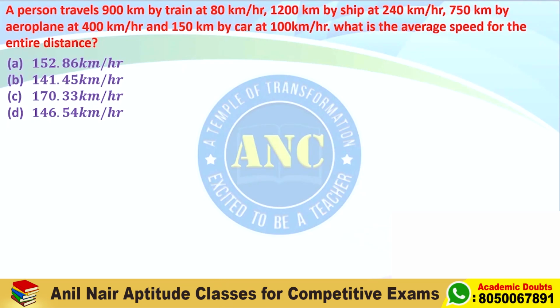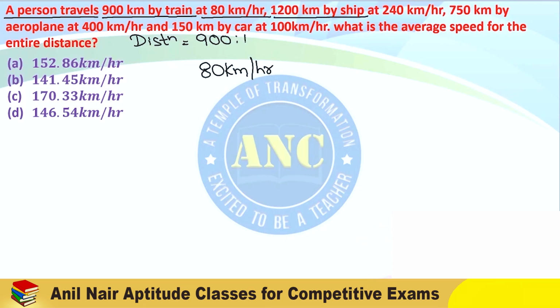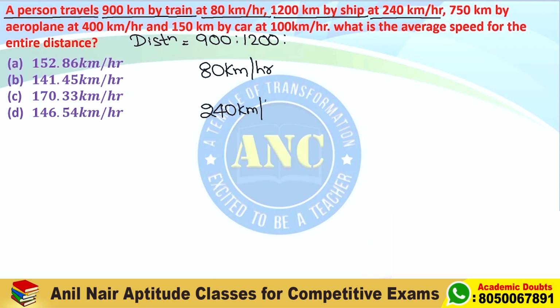Now see here, can I say that a person travels 900 kilometers by train at 80 kilometers per hour. So by train he is traveling at a speed of 80 kilometers per hour and the distance is 900 kilometers. Okay, let us write the distance somewhere here. Distance is nothing but 900 kilometers. This is by train, and 1200 kilometers by ship. Okay, by ship it is 1200 kilometers at 240 kilometers per hour. So the speed is given as 240 kilometers per hour for the ship. This is by train, this is by ship. 750 kilometers by aeroplane.